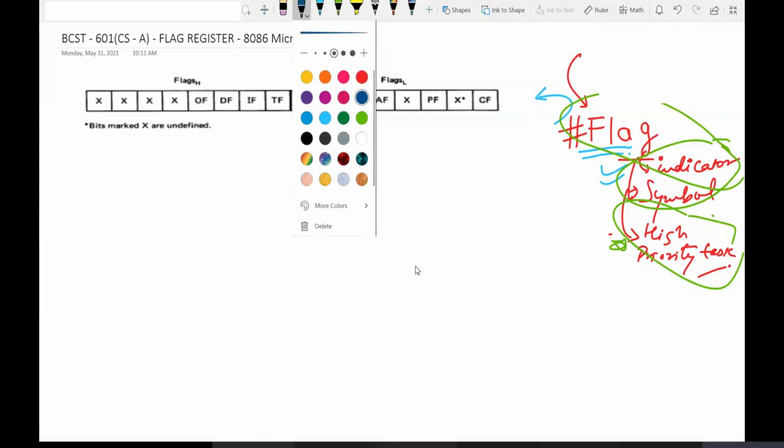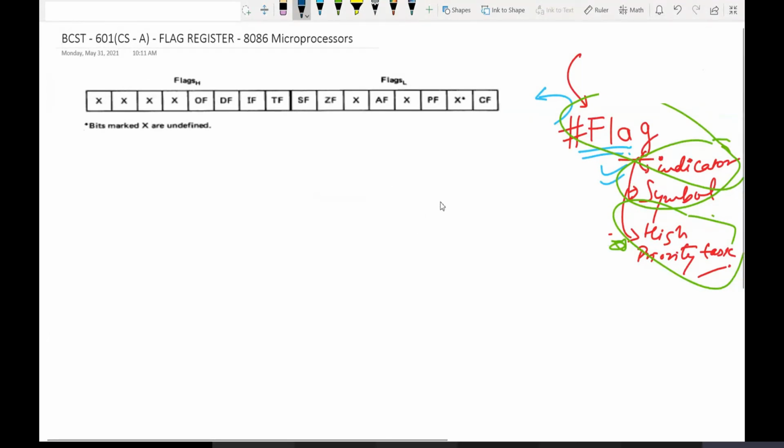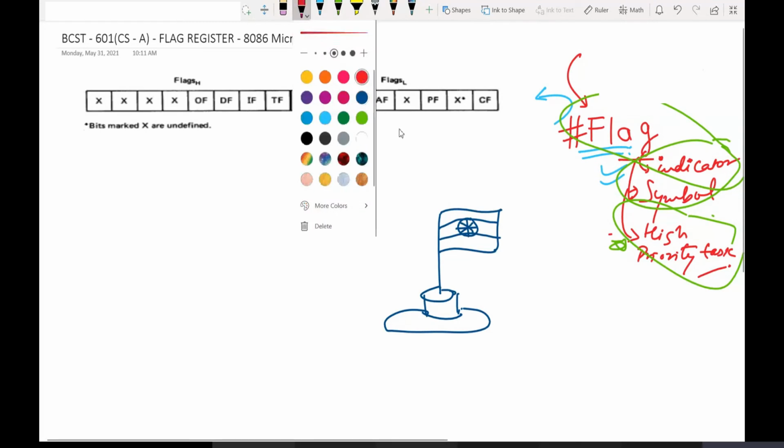If there's a territory and that territory has its own particular flag, like we Indians have our own flag, and we hoist it on two occasions generally, Independence Day and Republic Day. Finally, so what does that mean?